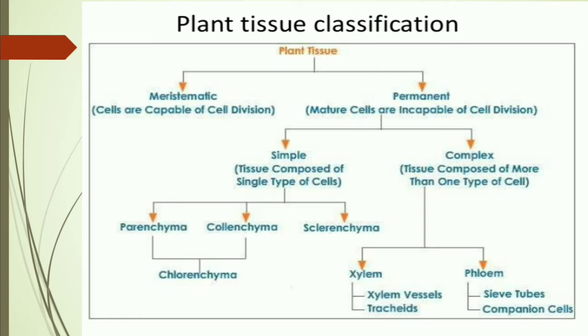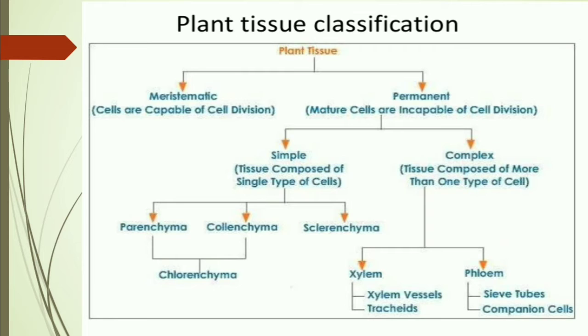Permanent tissue is further divided into simple permanent tissue and complex permanent tissue. Simple permanent tissue is composed of single type of cells. Complex permanent tissue is composed of more than one type of cell. Simple permanent tissue is further grouped into parenchyma, collenchyma and sclerenchyma. Parenchyma and collenchyma are known as chlorenchyma if there is presence of chlorophyll.